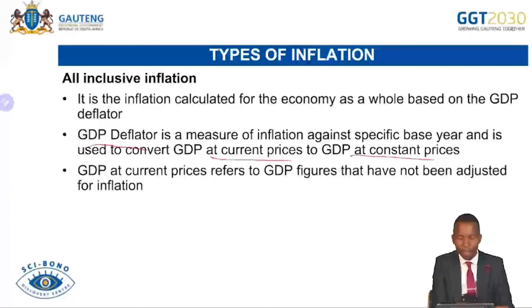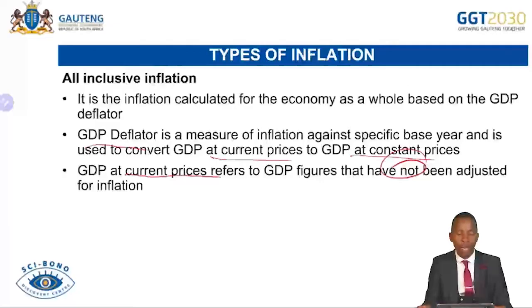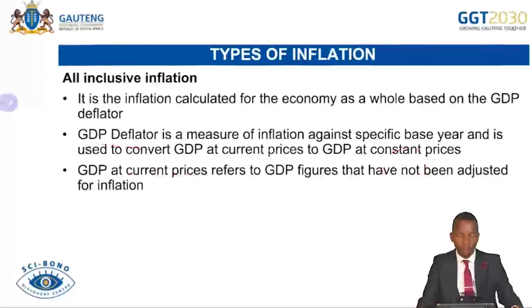GDP at current prices refers to GDP figures that have not been adjusted for inflation, while at constant prices they have been adjusted for inflation, meaning the inflation effect has been removed in there.